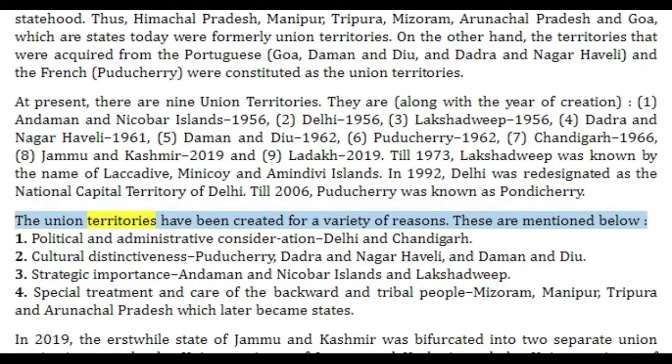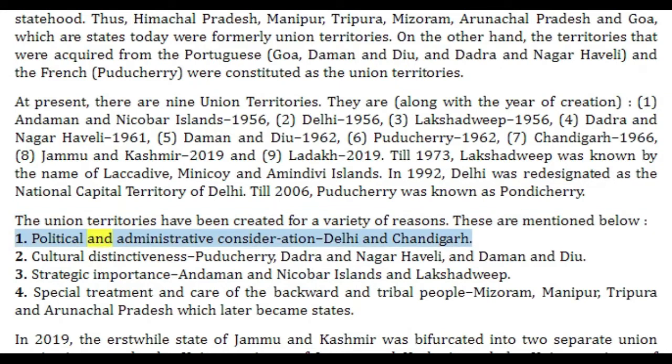The Union Territories have been created for a variety of reasons. These are mentioned below. 1. Political and administrative consideration: Delhi and Chandigarh. 2. Cultural distinctiveness: Puducherry, Dadra and Nagar Haveli, and Daman and Diu. 3. Strategic importance: Andaman and Nicobar Islands and Lakshadweep. 4. Special treatment and care of the backward and tribal people: Mizoram, Manipur, Tripura and Arunachal Pradesh, which later became states.